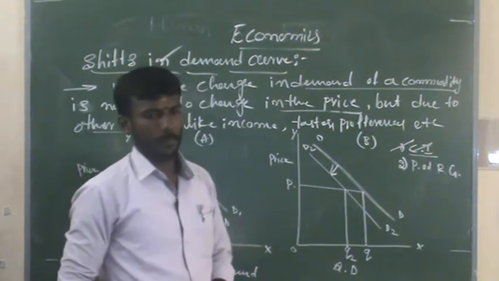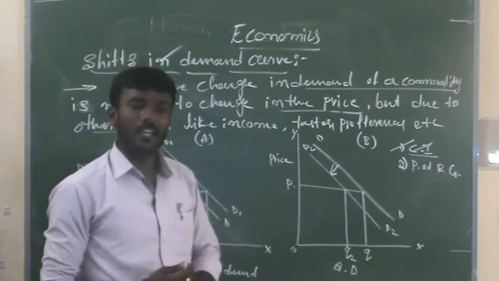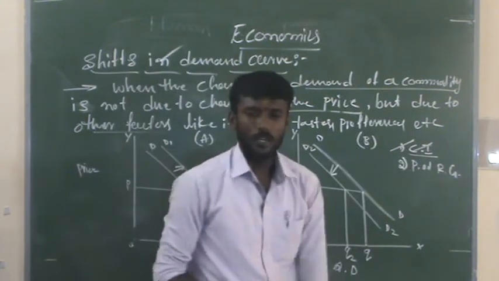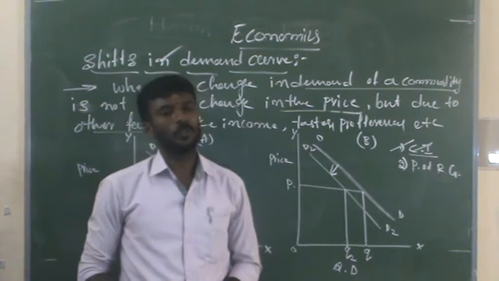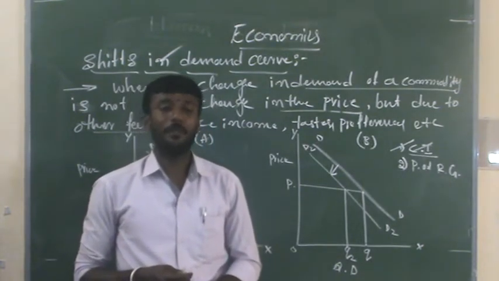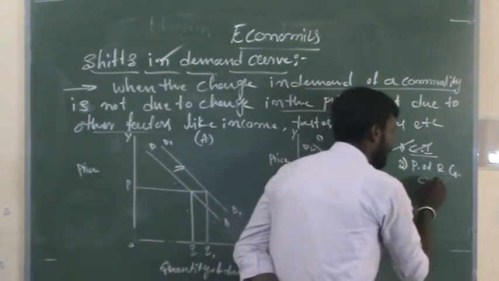So when the price of the related goods or the other goods changes, you already know that under this we have studied what that means: the substitute and the complementary goods. Now when the price of the related goods increases, let us consider here the complementary good.